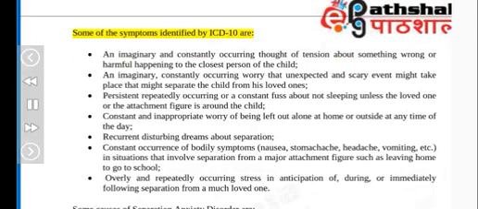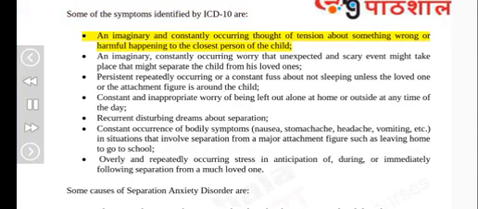Some of the symptoms identified by ICD-10 are an imaginary and constantly occurring thought of tension about something wrong or harmful happening to the closest person of the child. An imaginary, constantly occurring worry that an unexpected and scary event might take place that might separate the child from his loved ones. Persistent, repeatedly occurring or constant fuss about not sleeping unless the loved one or the attachment figure is around the child. Constant and inappropriate worry of being left alone at home or outside at any time of the day. Recurrent disturbing dreams about separation.